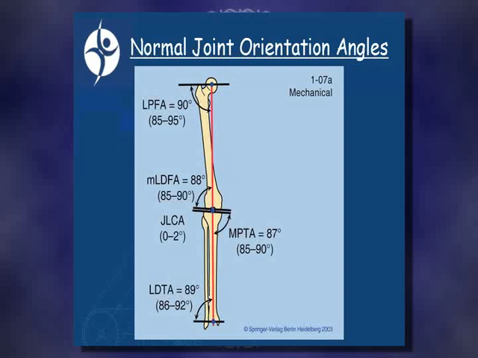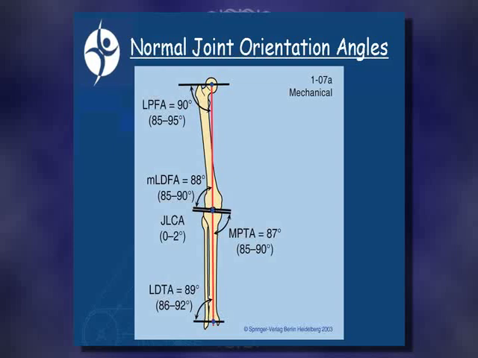much all of you would, I haven't asked you all to stand up, but all of you would probably fall into these numbers. Your LDFAs would be between 85 and 90, your MPTAs would be between 85 and 90, and your LDTAs between 86 and 92. You can quibble about a degree here or there, but pretty much people fall into this range. So this is basic nomenclature.